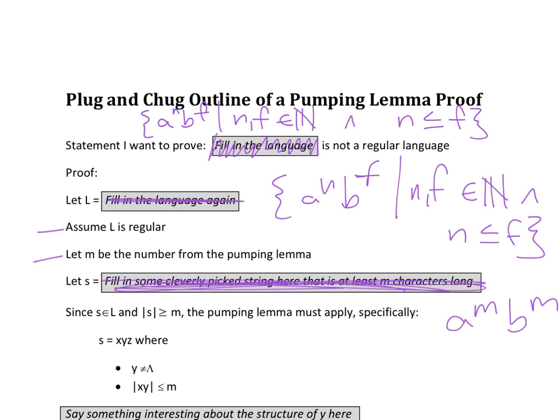Now I need to verify. S is in my language, right? Yep, S is in my language. The length of S is at least m. Yep, the length of S is 2m, right? Specifically, so the pumping lemma must apply, specifically all this good stuff, right?